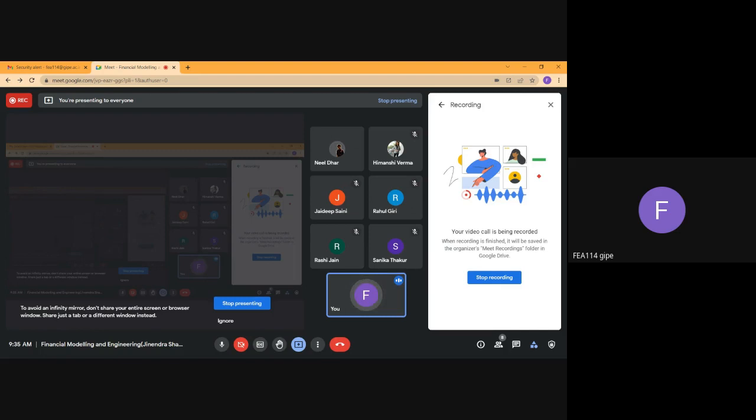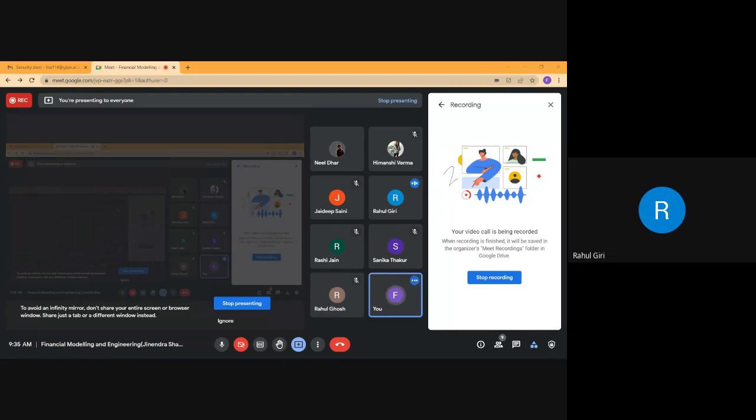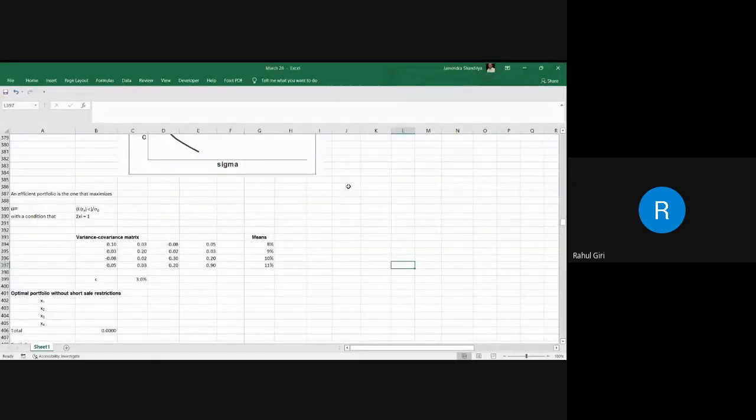Okay, and can you see my Excel, the March 26 file, on the screen? Maybe my internet is bad because I'm in the hostel. Can anyone else see it? No, sir, it's not visible. Okay, let me stop sharing and start sharing again. I think it should come now. Can you see now? Yes, sir, it's visible now.